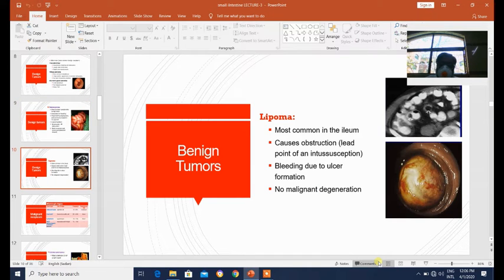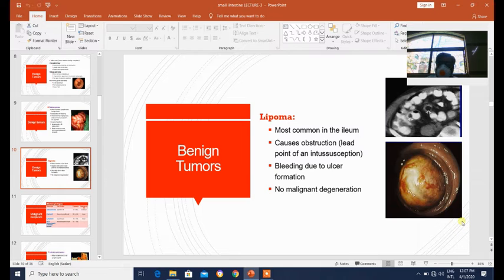The second variety is lipoma. As compared to leiomyoma, it is present in the ileum, and it causes obstruction. This is a picture of a lipoma, and this is a film study where you can see these arrows delineating the benign tumors inside the lumen of the small intestine. This is an endoscopic view captured through capsule endoscopy, with the lipoma inside the lumen. This can lead to intussusception.